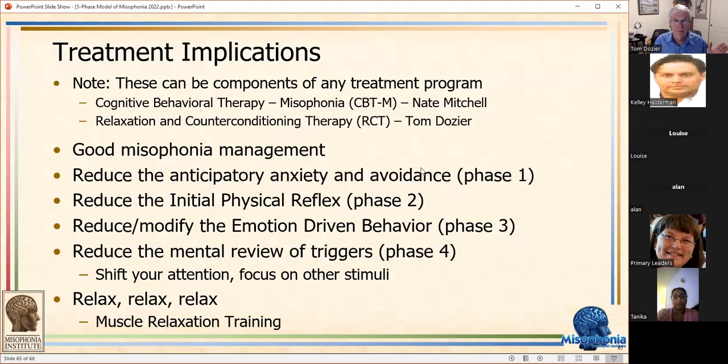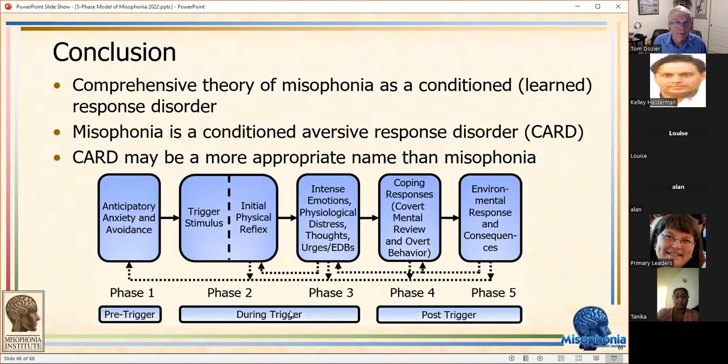But good management reduces your anticipatory anxiety, because if you know you're going to be safe, you don't have to worry. If you know you have a good protection system, it reduces that initial physical reflex of phase 2. Modify your emotion-driven behavior as necessary, and work down that mental review that you have after triggers. You want to shift your attention, focus on other stimuli, and then remember, relax, relax, relax. And for many people, it's relax and slowly breathe.